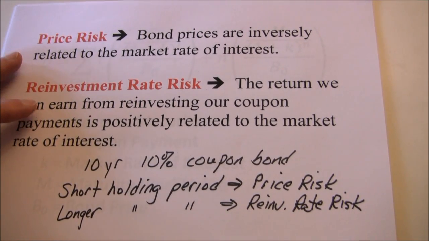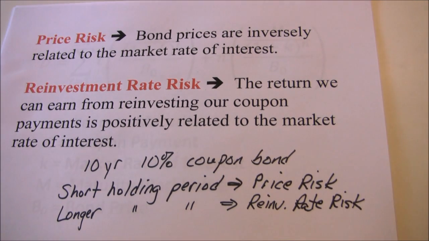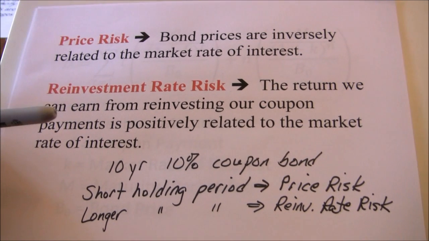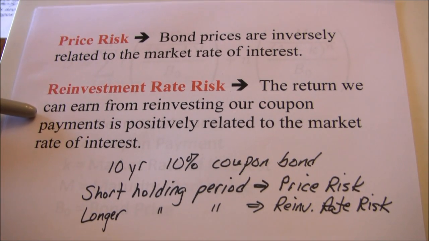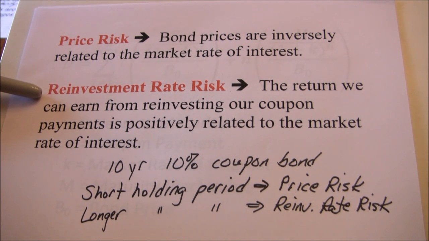Now another issue to think about is that these two risks move in the opposite direction. If interest rates go up, that hurts me from a price risk perspective. It helps me from a reinvestment risk perspective. If interest rates go down, that helps me from a price risk perspective and hurts me from a reinvestment rate risk perspective. So to some extent, these risks are going to offset one another.